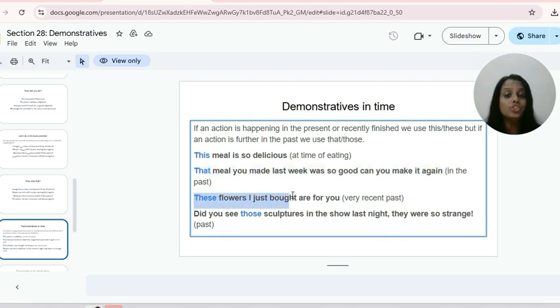These flowers I just bought are for you. So here also it's the past, but it's a very recent past because we are using the word just. So, these. Did you see those sculptures in the show last night? They were so strange. Again, we are using those because it happened in the past.